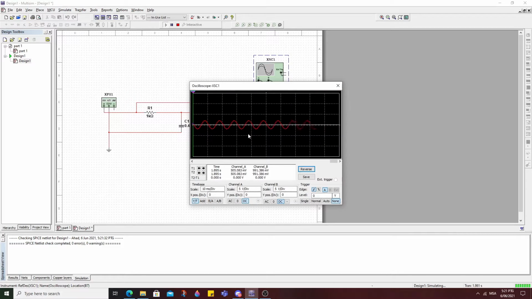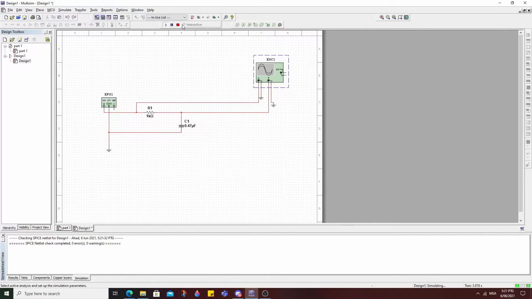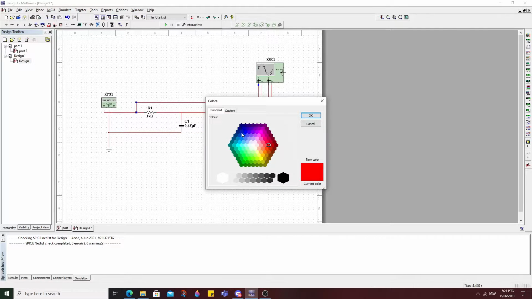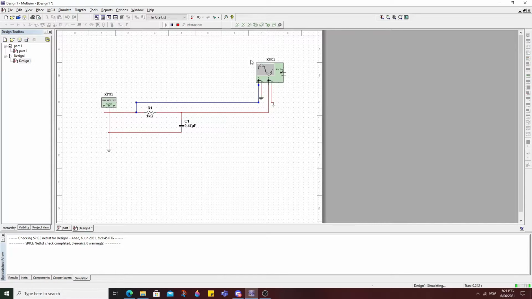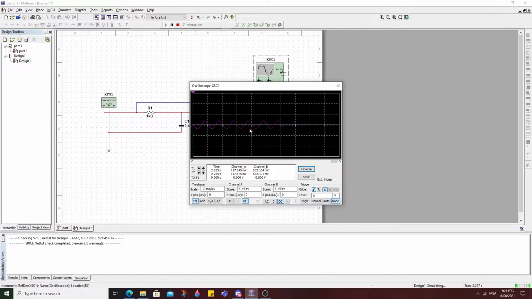Then double click the oscilloscope. For that, we need to change the probe segment color to blue or any color. Then run again, and we will get the waveform. From the waveform, you can set the scale division. Channel A is the blue one, and channel B is the red one.